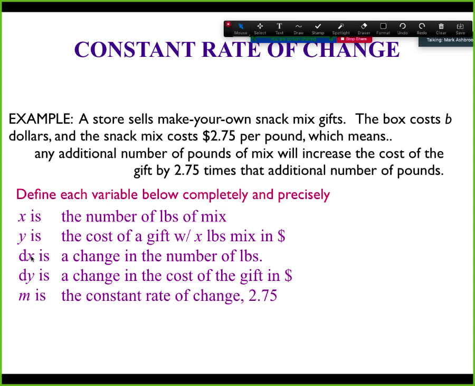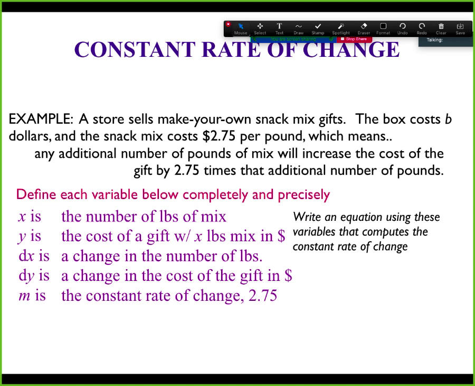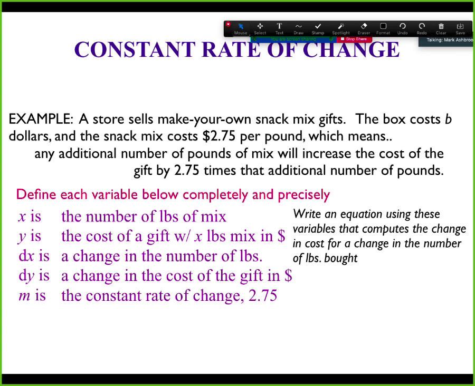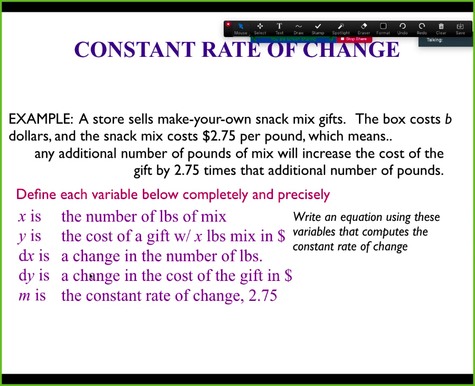What about dx? Variable or fixed? Yeah, variable, right? So we want to think of those differentials as varying. dy, likewise varying. M, parameter or variable? It's a parameter, right? So that it's constant in this situation. Constant rate of change. And so what's the equation using these variables that expresses the constant rate of change?